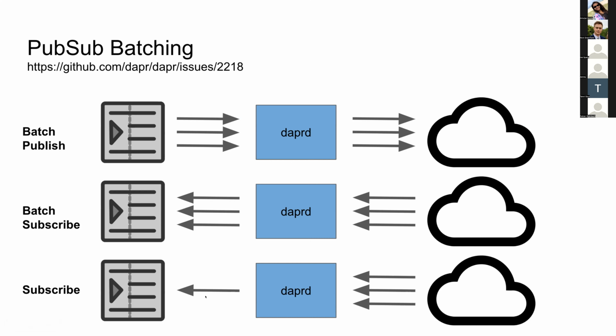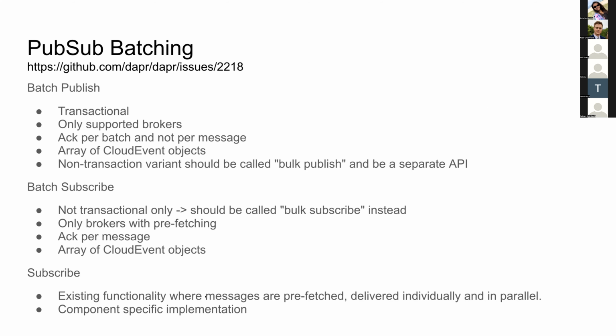So let's go back to the next slide. And there is an issue, of course, on this. Next slide. So, batch publish. We had some conversations here at Microsoft about what we mean by a batch publish, and there are different interpretations of that, which is mentioned in the issue as well. If you open the issue, there was a discussion on that. One of the scenarios is that the batch publish is transactional. What does that mean? It means that the batch of messages is delivered to the broker together and it cannot have partial success. It's either all or nothing, which means only a subset of the brokers would support it.